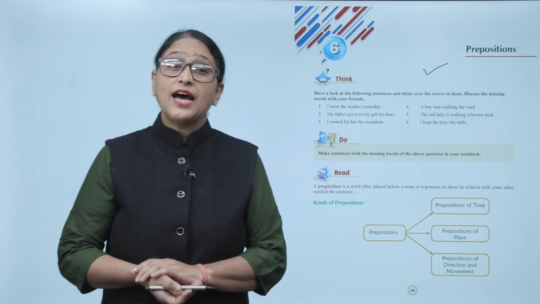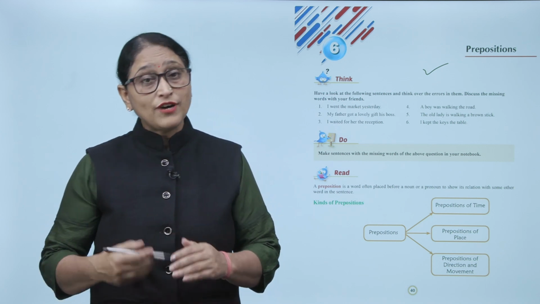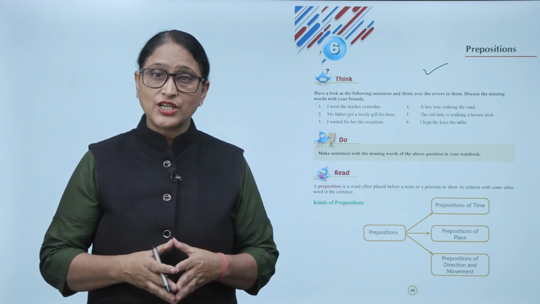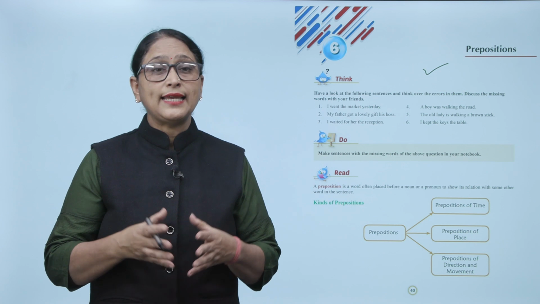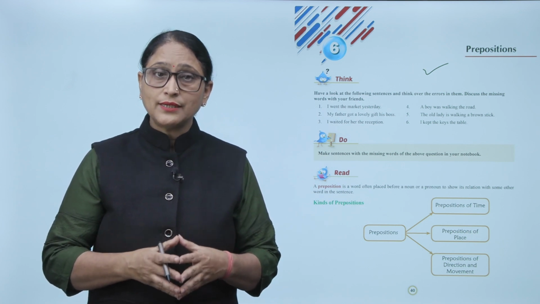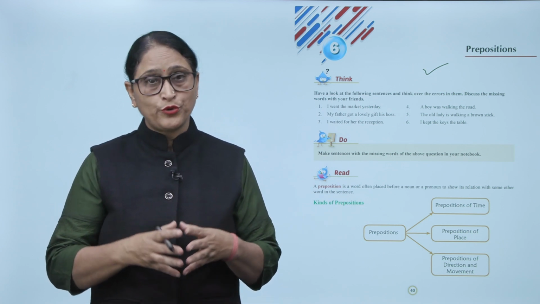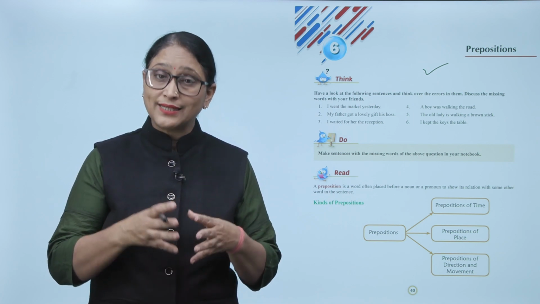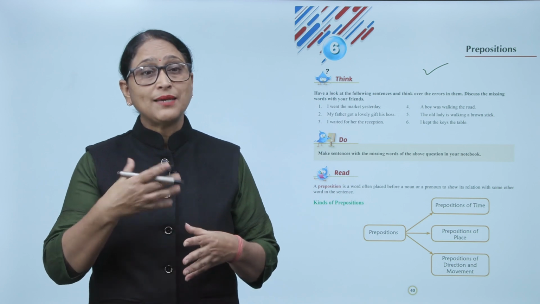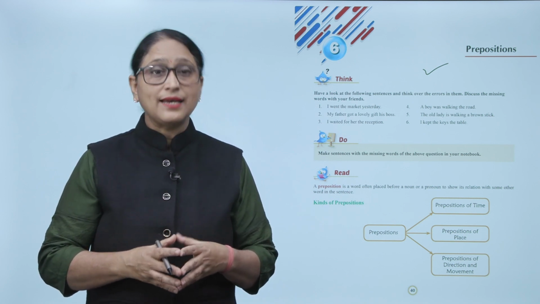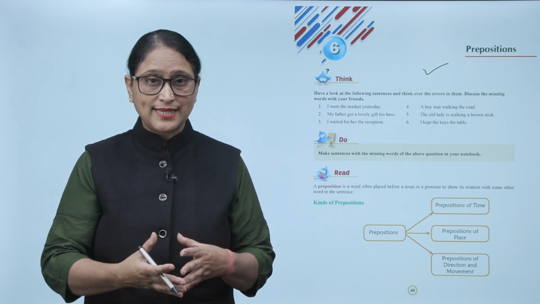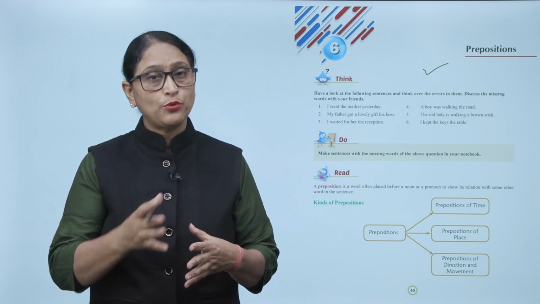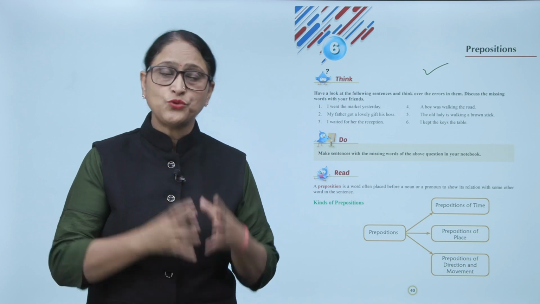Now read. A preposition is a word often placed before a noun or a pronoun to show its relation with some other words in the sentence. Preposition हम कहाँ use करते हैं? Noun और pronoun से पहले. किस चीज़ के लिए? To show its relation with some other words in the sentence. सेंटेंस में और दूसरे वर्ड्स के साथ में उसका क्या रिलेशन है, इसको शो करने के लिए हम नाउन और प्रोनाउन से पहले प्रेपोजिशन का यूज़ करते हैं.